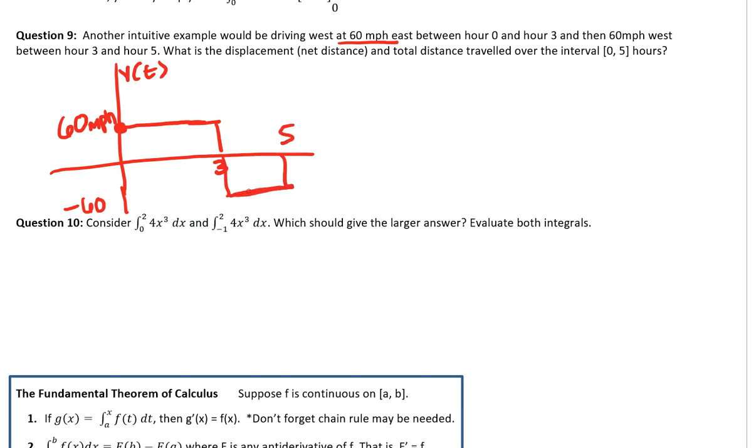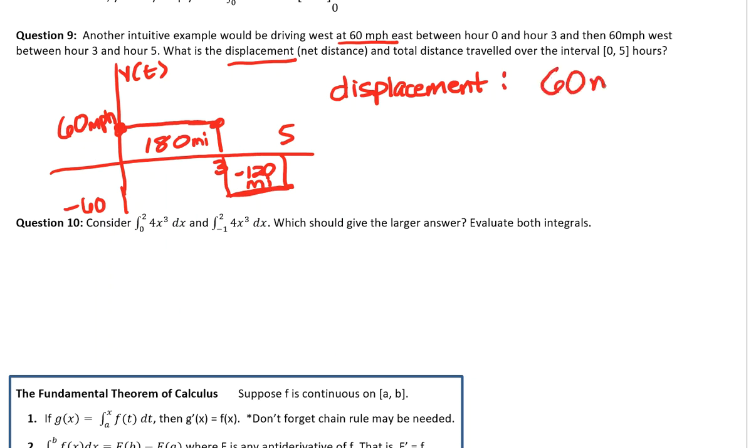I'm using this as a pretty simplistic example, but you would be moving to the right 180 miles, and then you're turning around. When your velocity is negative, you're moving to the left. So for 2 hours here, you would be headed back towards home 120 miles. So the displacement, just to make sure everyone understands that these are very different concepts, would be 60 miles.